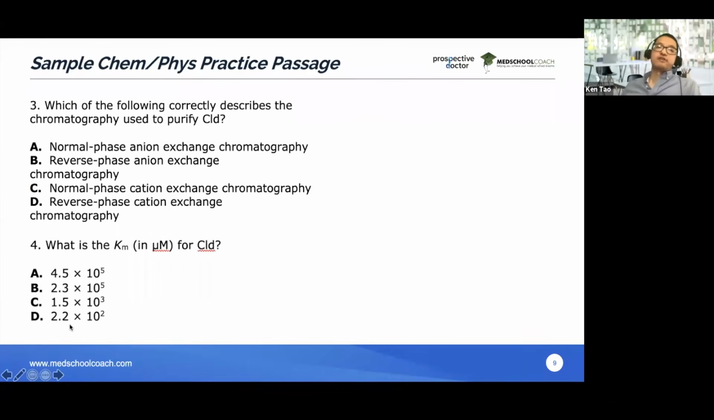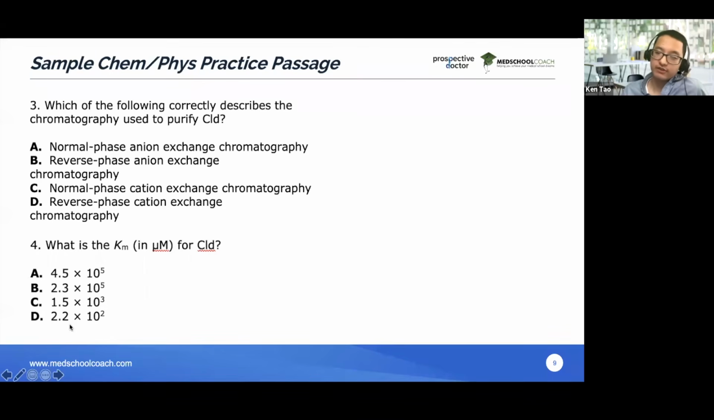Which of the following correctly describes the chromatography used to purify chloride dismutase? All right, so this was definitely referenced in the passage, right, where they said that they used the ion exchange chromatography to isolate the chloride dismutase in the flow through. Now, if you look at your answer choices, it's kind of split between two different ideas. It's either going to be normal phase ion exchange chromatography or reverse phase ion exchange chromatography. And separately, it's either cation exchange chromatography or anion exchange chromatography.